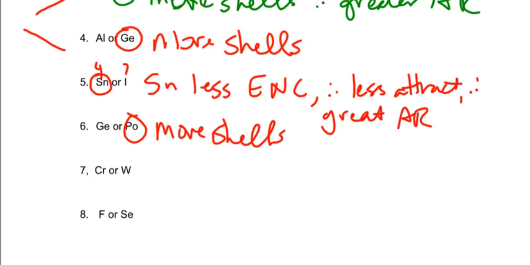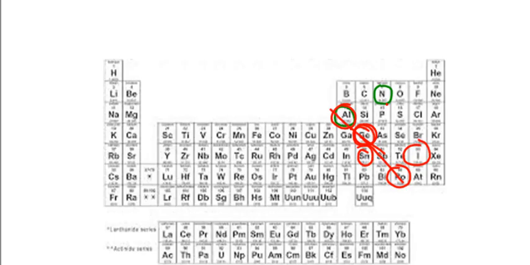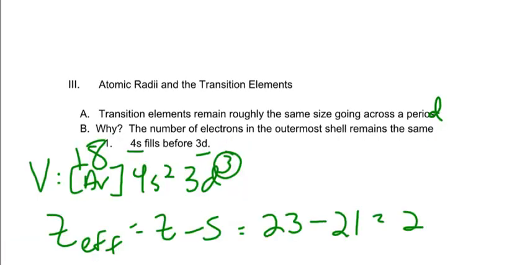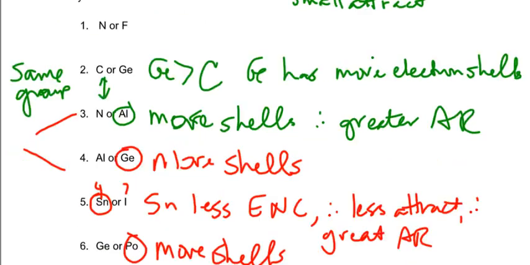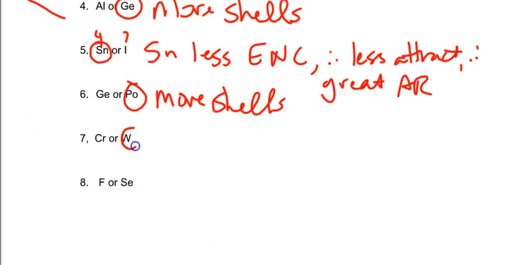Now we have chromium and tungsten. So where are they on the periodic table? Chromium and tungsten. Oh, phew, they're in the exact same family, so they have the exact same effective nuclear charge. So which one's going to be bigger? Hopefully you'll say tungsten is. It has more shells. Finally, I think we have one more. And the answer is tungsten. Fluorine or selenium.